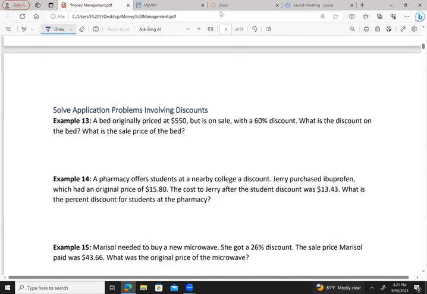Okay, so let's look at some applications of this. A bed priced at $550 is on sale with a 60% discount. What is the discount of the bed? What is the sale price of the bed? The discount is 550 times 60%, which is $330. And the final price is simply 550 minus 330, which is $220.